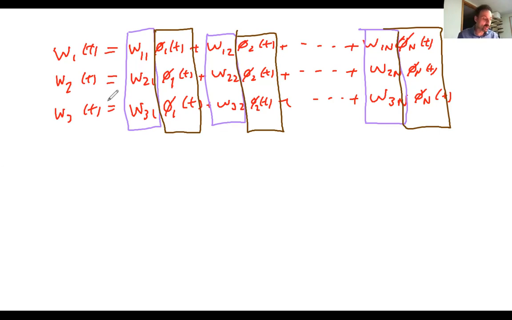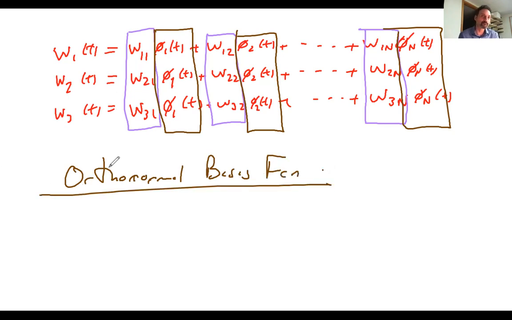Before we go any further, let me emphasize: what does orthonormal basis function mean? What this means is if I take a basis function and I multiply it with another basis function, complex conjugate.